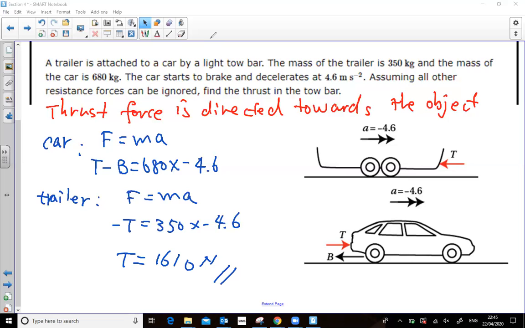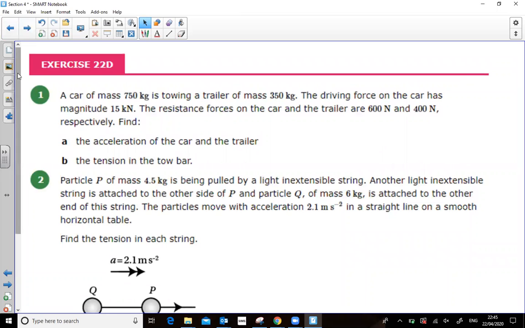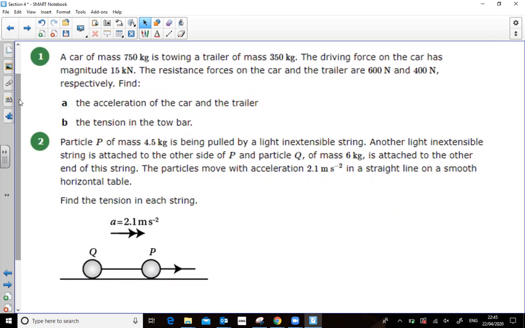Now let's do some exercise. So this is exercise 22D. Again, please draw the diagrams and label all the forces, with the direction of motion and acceleration labeled as well. And again, be careful in the question if it's talking about the tension or the thrust. Remember what we said in the previous example, thrust is acting towards the object, but tension is acting away from the object.